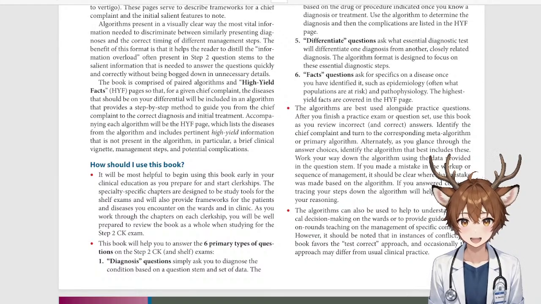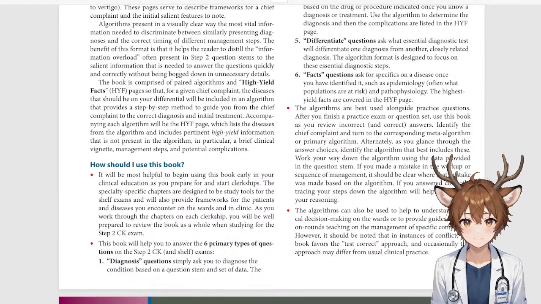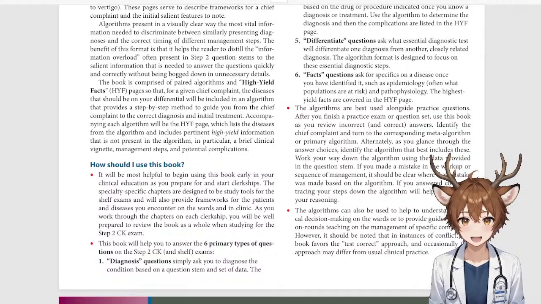How should I use this? How should I use this book? Okay, how? I'm sorry, that's on me.